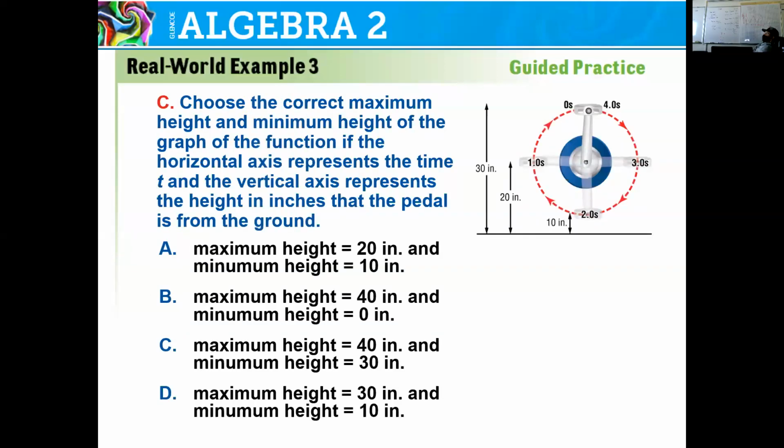So choose the correct maximum height and minimum height of the graph of the function. If the horizontal axis represents time and the vertical axis represents the height in inches that the pedal is from the ground. So our maximum height should be 30 inches and our minimum height should be 10 inches. Okay, because that is what is given in our diagram.